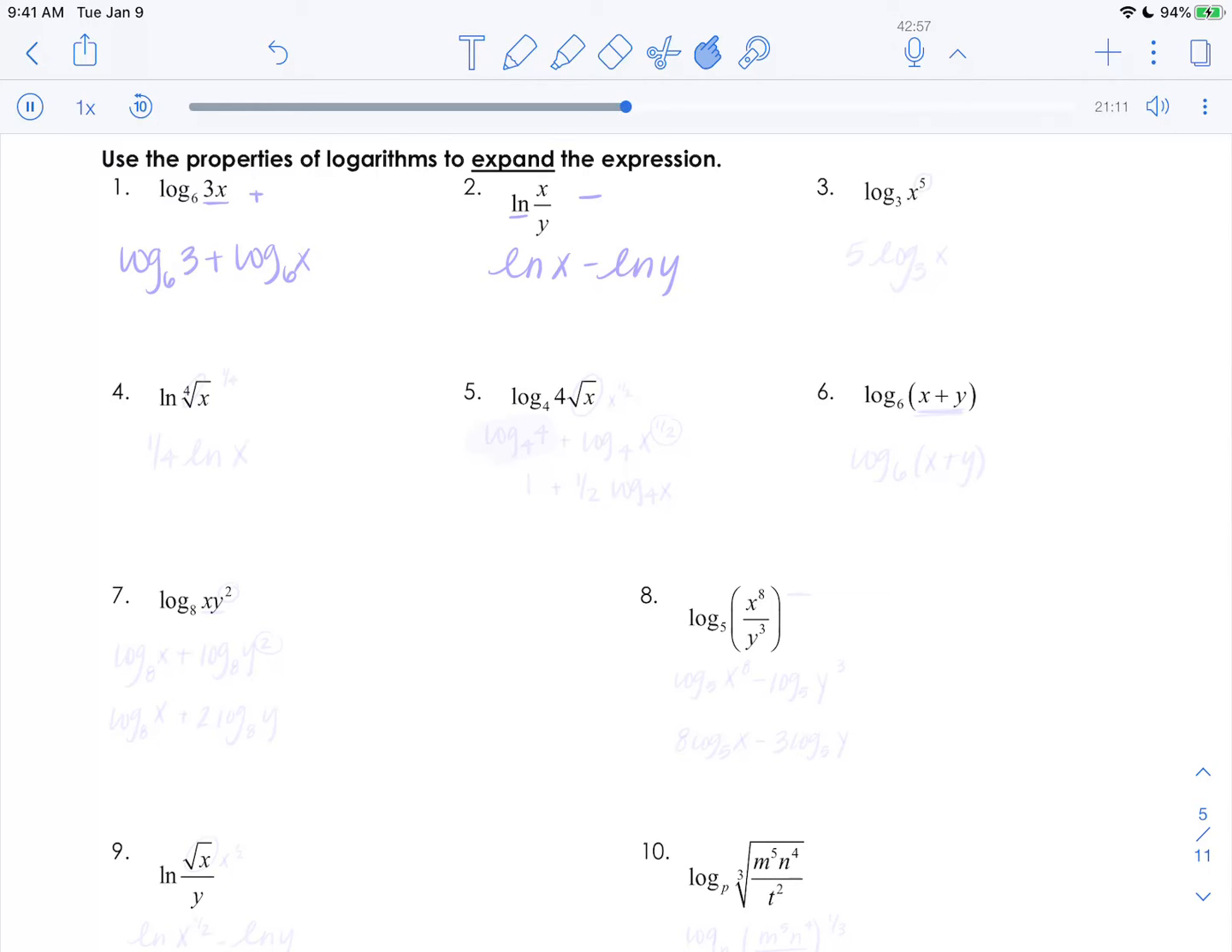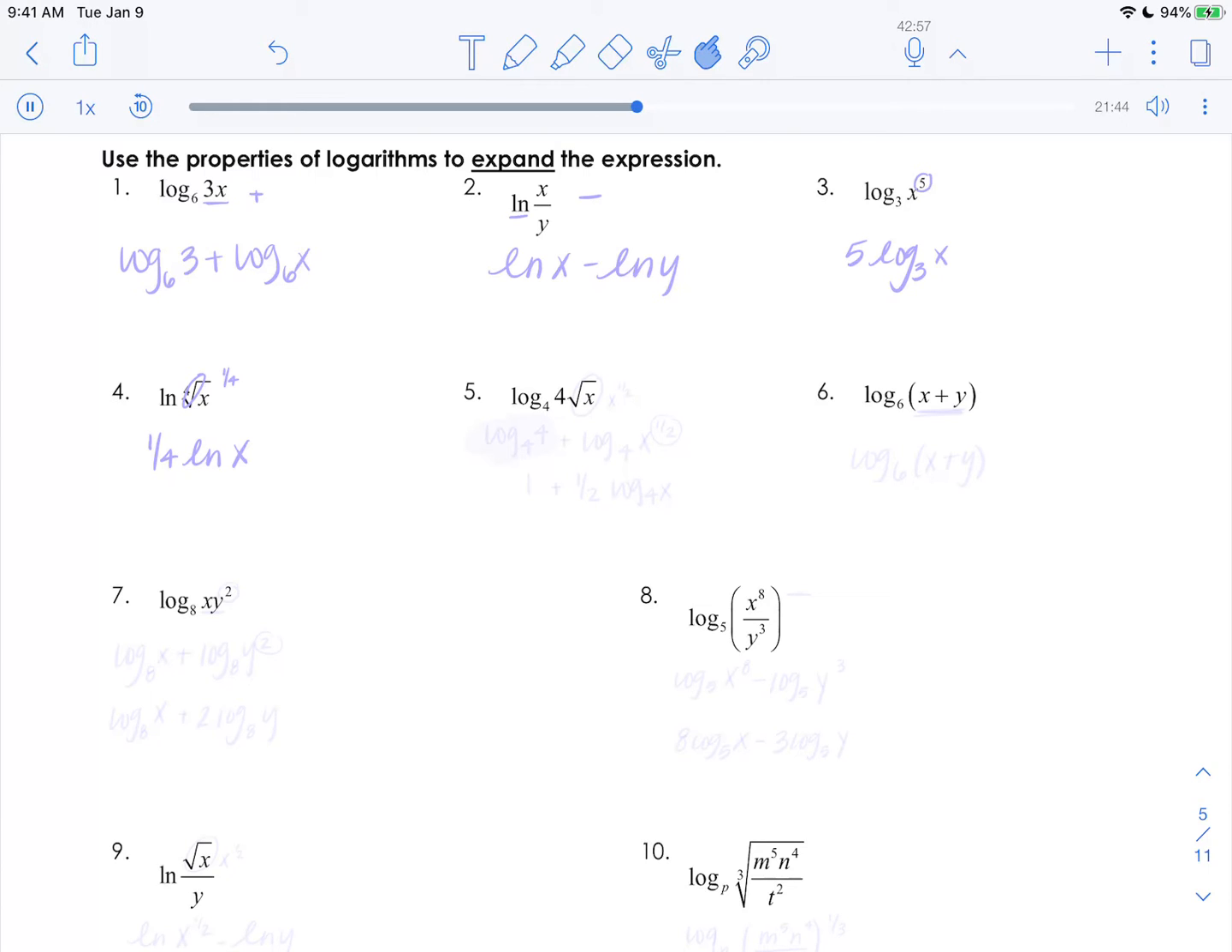All right, number three, we see we have an exponent, so we can use our power property and bring that to the front. So we have 5 times log base 3 of x. Okay. Number four is our root property. So we can rewrite this fourth root as x to the 1/4. And then bringing it down in front, we have 1/4 times the natural log of x.